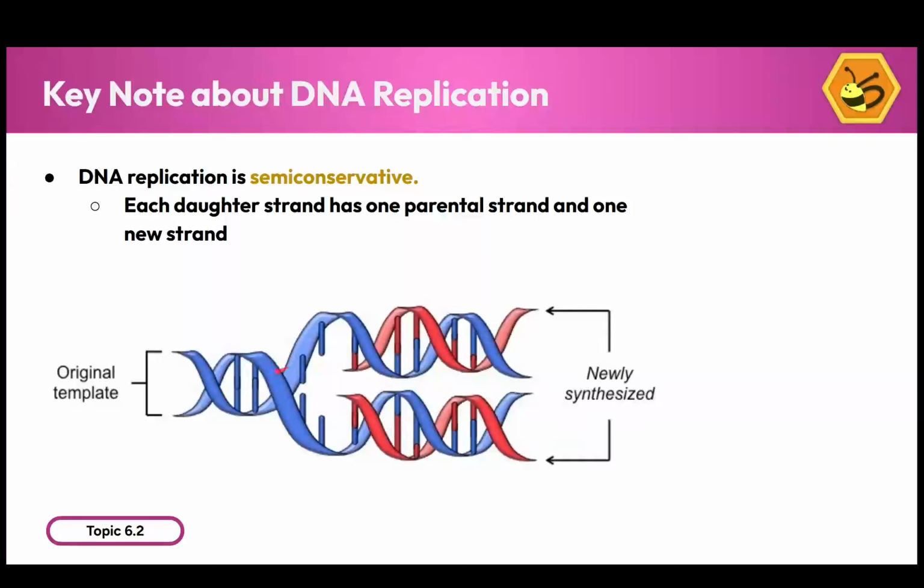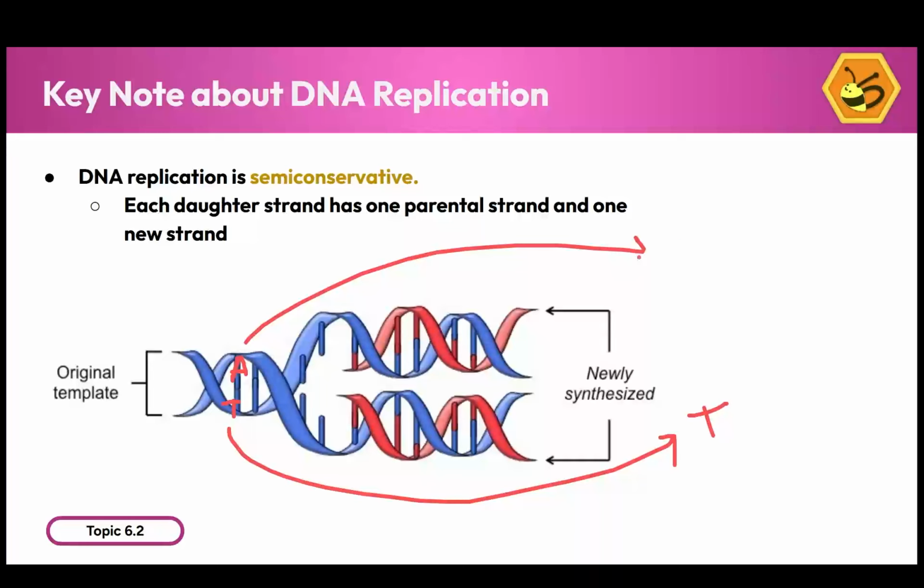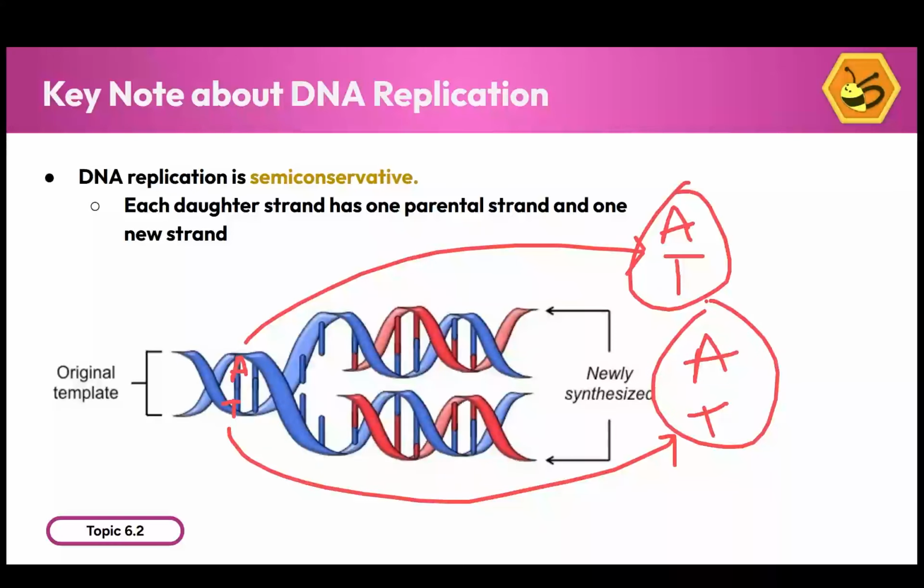Let's say this top one is adenine, and let's make this top one thymine. Let's move this thymine molecule right here, and let's move this adenine molecule right here. Because of base by base pairing, thymine will go here and adenine will go there. So these two are identical because of base by base pairing. Does that make sense?